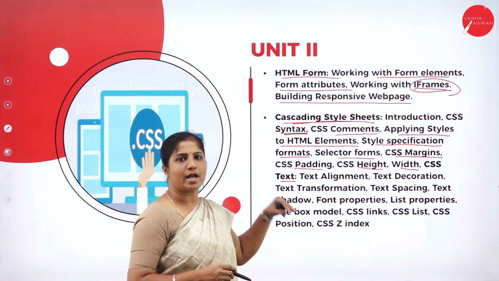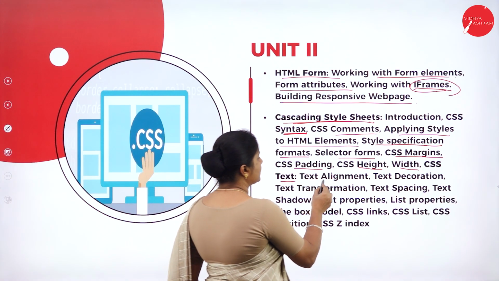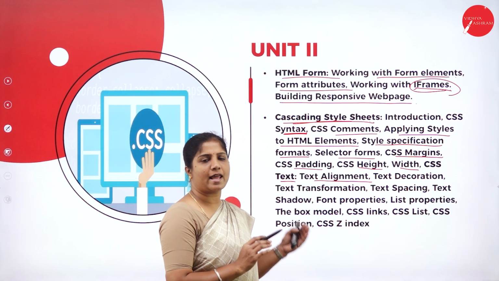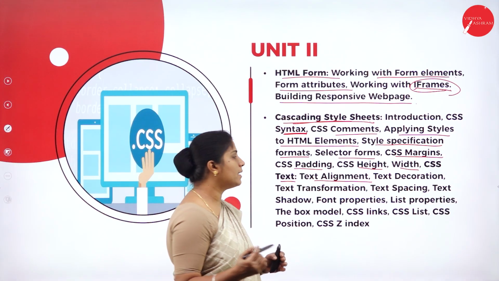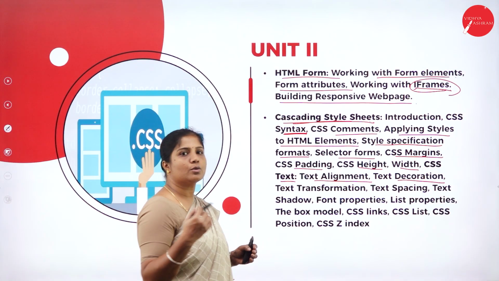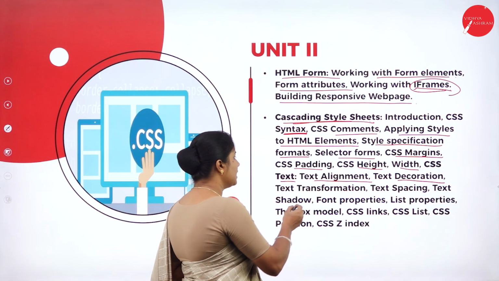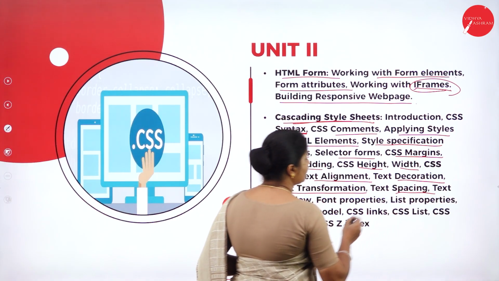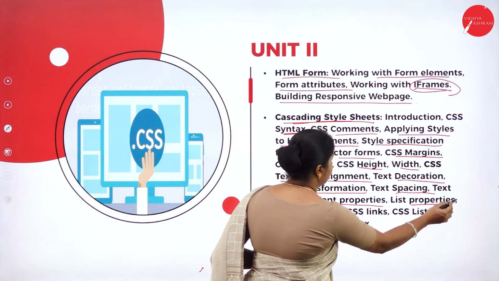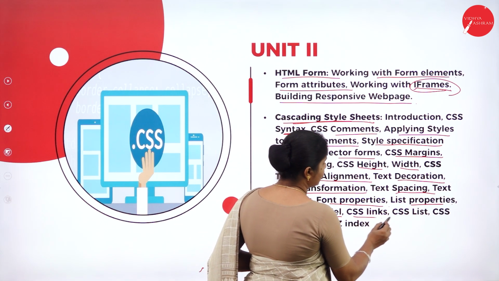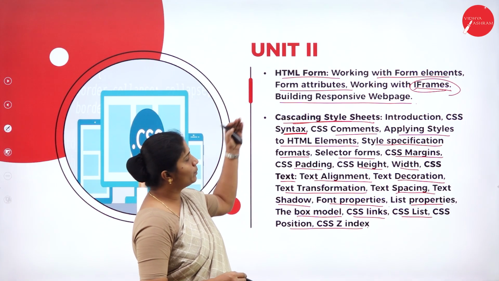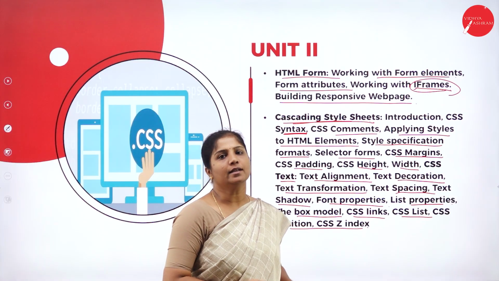Under text, we are going to study many things, starting with text alignment, whether we need to align the text left, center, or right. Next, decoration: how we can decorate our text to look more beautiful in our web pages. Then text transformation, spacing between the text, and text shadow. Next, font properties, the list or the box model, CSS links, list and position, and also the z-index. These are the two main chapters we are going to study under unit 2.